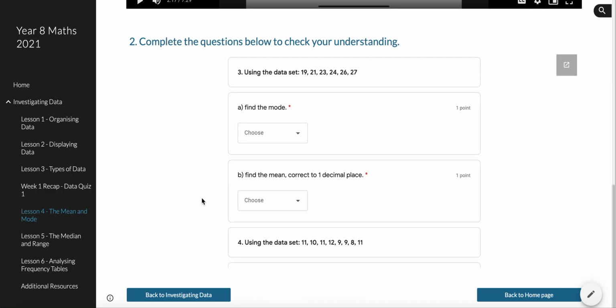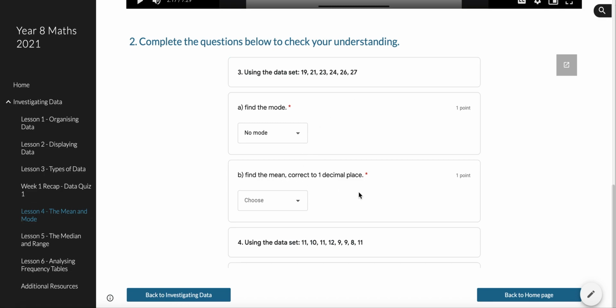Okay, using the data set 19, 21, so here's another data set here. Again, we need to find the mode. Now, do any of the scores occur more than once here? No, they don't. So let's check out our options. All right, there's no mode because all of the scores occur the same amount of times. They all occur once. So there's no score that stands out that's occurring more than the others. So there's no mode.